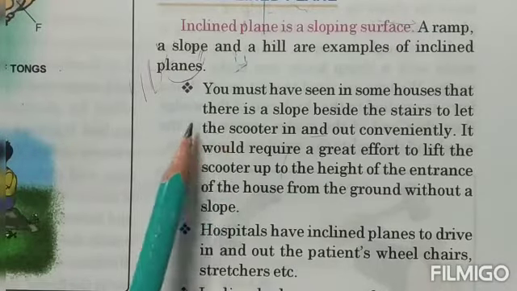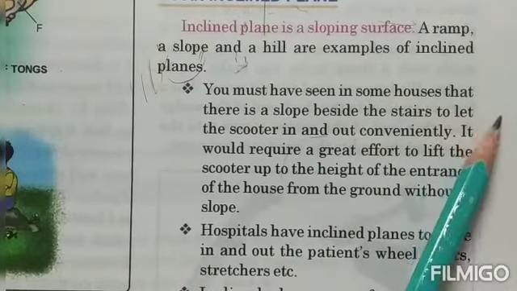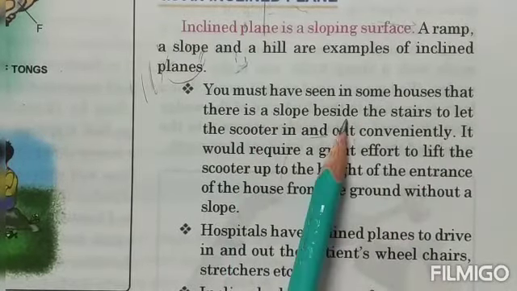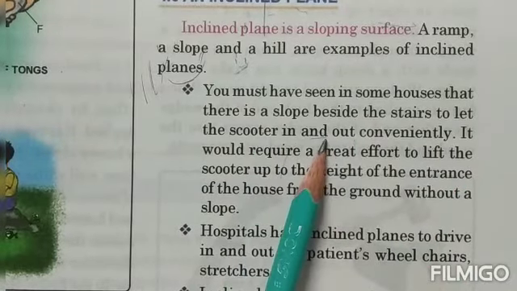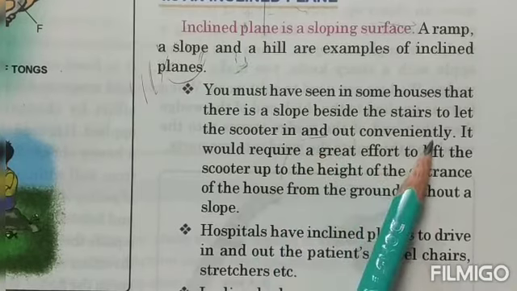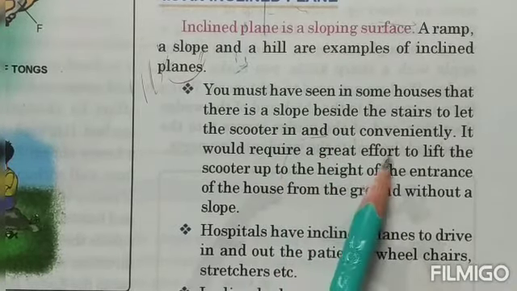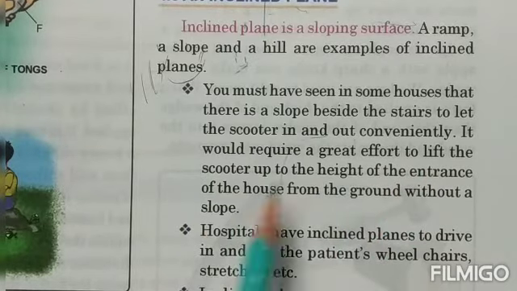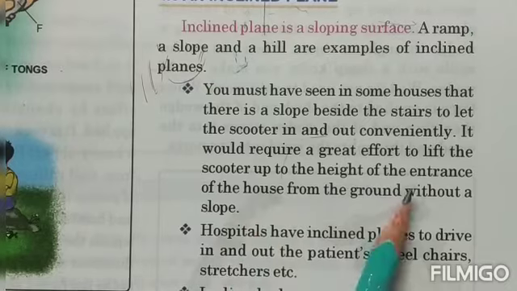Where you must have seen these inclined planes, children, you must have seen in some of the houses that there is a slope beside the stairs for the scooters and the motorcycles to move conveniently in and out of that place. It would otherwise require a great effort to lift up the scooters to the height of the entrance of the house from the ground without a slope.